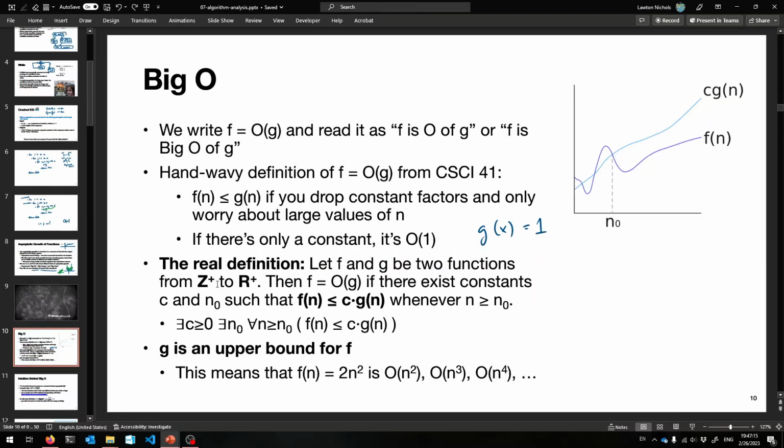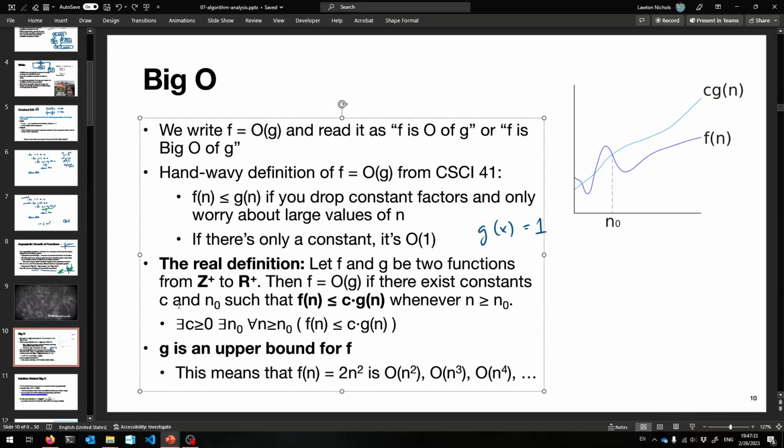This is like your input size, and the output of the functions is like how much work needs to be done to work on that input size, for example. But this works for anything. It's mathematical. It didn't have to be about programs. Then we say that f is big O of g if this is all true.